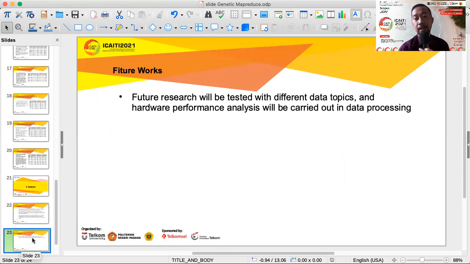For future work, we will test different data topics, and hardware performance analysis will be carried out in data processing.